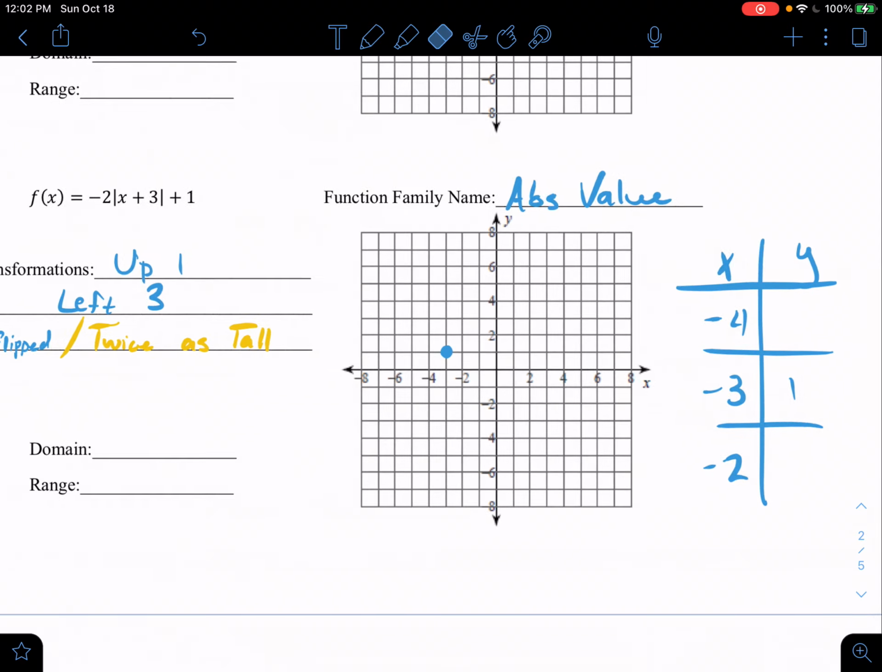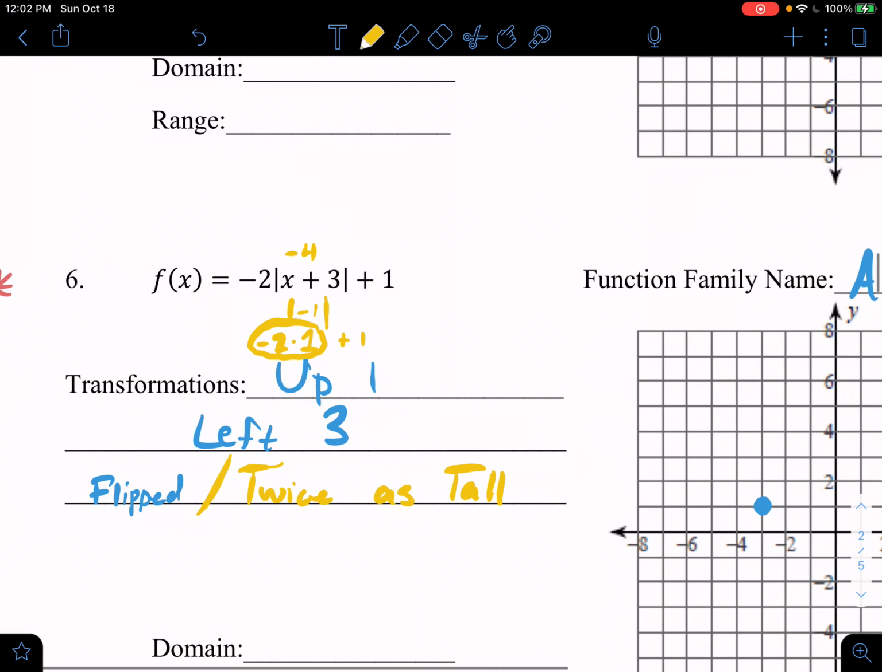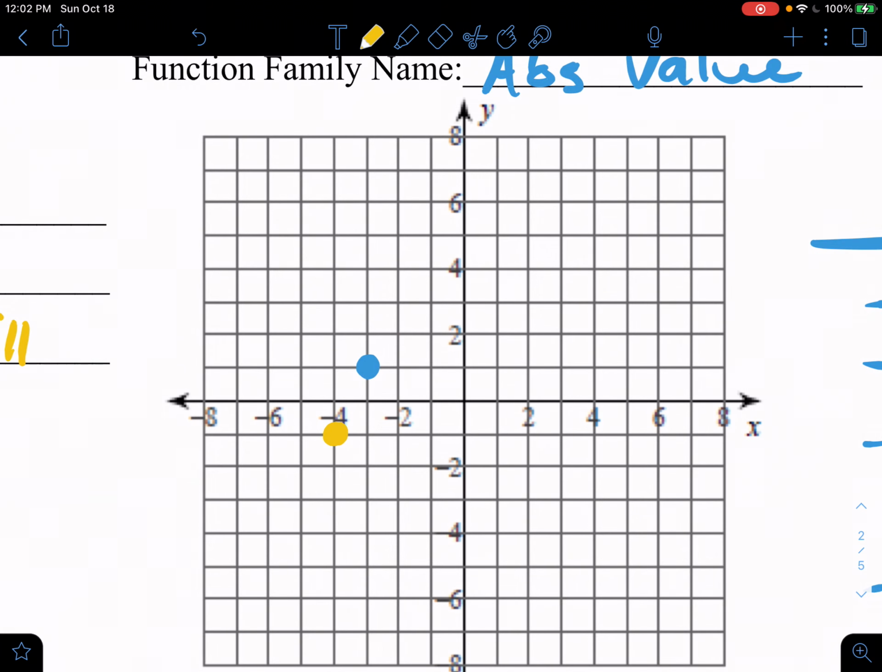Looking at this one now, plugging in -4. -4 plus 3 gives you a -1. The absolute value of -1 is +1. So now I have -2 times 1 plus 1. Remember, the multiplication has to happen first. -2 times 1 is -2, and then -2 plus 1 gives you a -1. So when I plug in -4, I get -1. That is going to be a point over here.